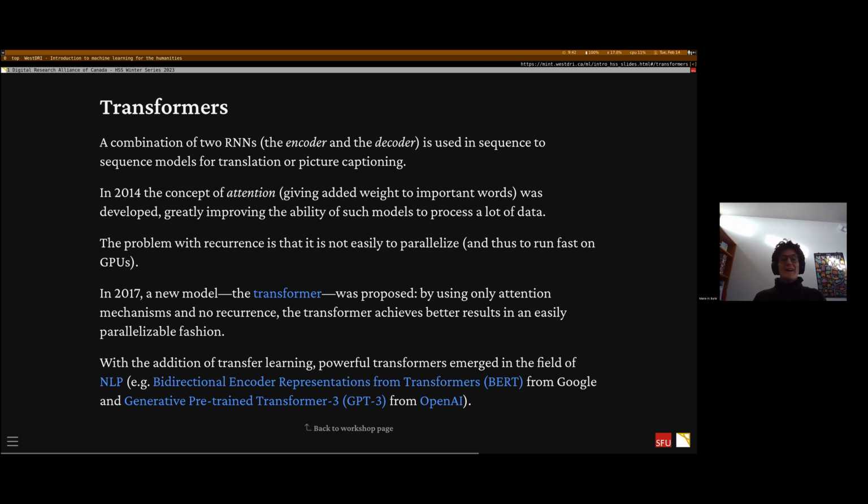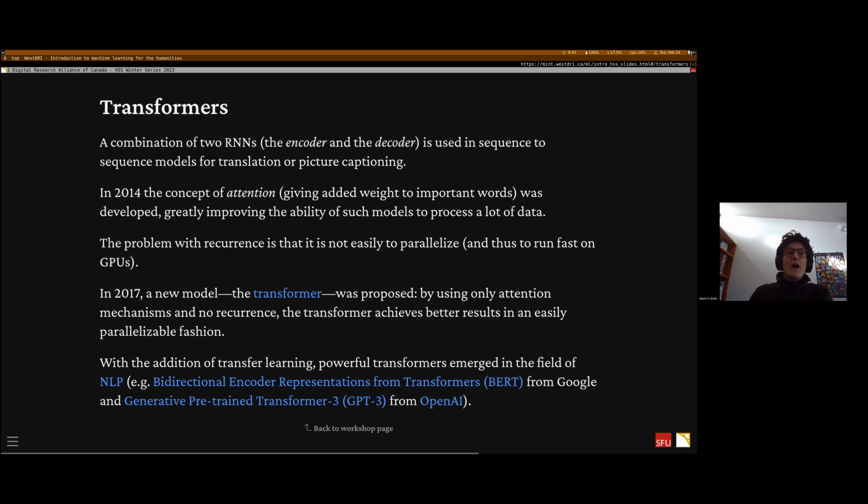And then in recent years, there's been some really cool stuff happening. For instance, translation algorithms or captioning algorithms, where you pass an image to an algorithm and it automatically generates a caption. The way they've been built is by combining two of those RNNs. One is called the encoder, and one is called the decoder. By combining two RNNs, you can do some kind of translation or captioning work, but it's incredibly slow.